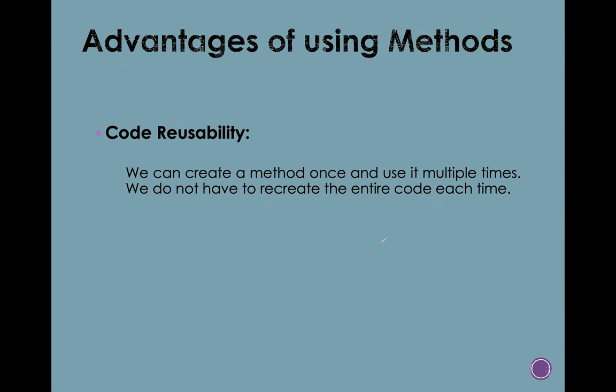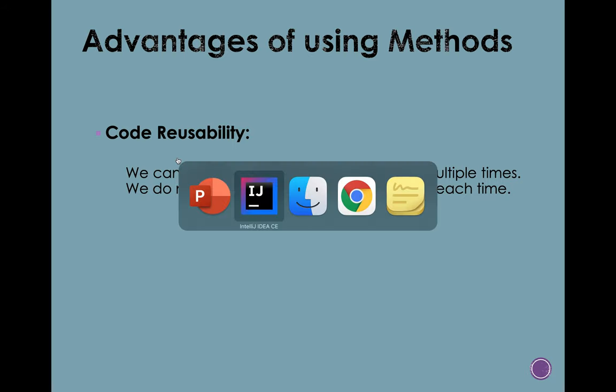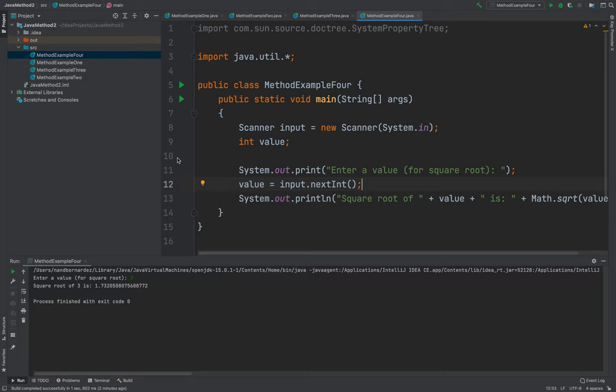Let me talk about the advantages of using a method in Java, or not only in Java, but in any programming language. First, it's because of code reusability. We can create a method once and use it multiple times. We do not have to recreate the entire code because we can reuse it. Let me show you a good example that talks about code reusability as one of the advantages of using a method.